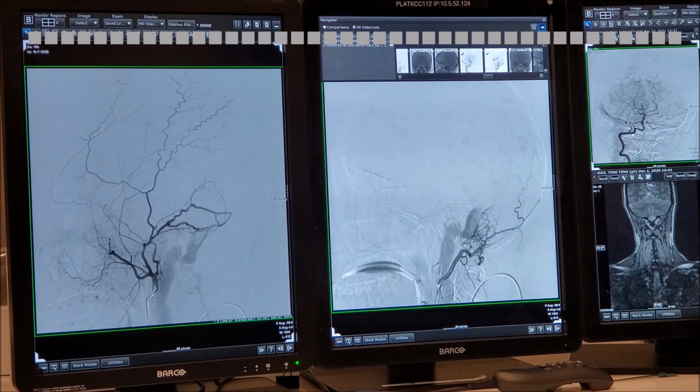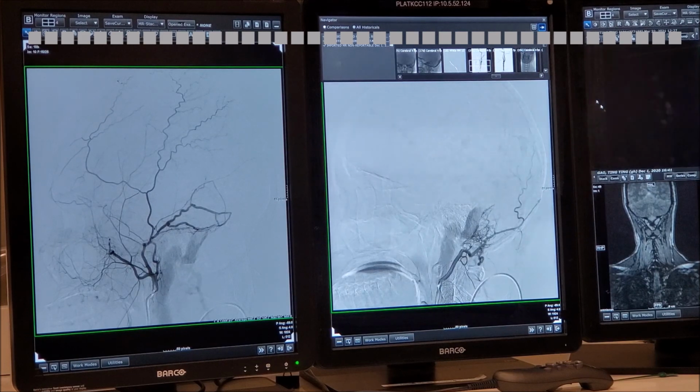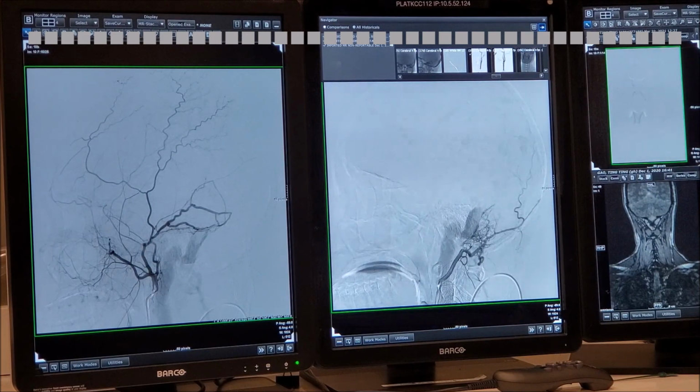So this is a hypoplastic segment, and the other side was dominant. So there is something missing. We're going to look at the... I'm going to go back to your common carotid injection and see if I can figure it out.